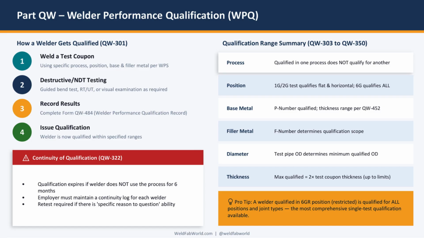Thickness. Maximum production thickness is double the test coupon thickness. Diameter. Test pipe OD determines minimum qualified pipe size in production.